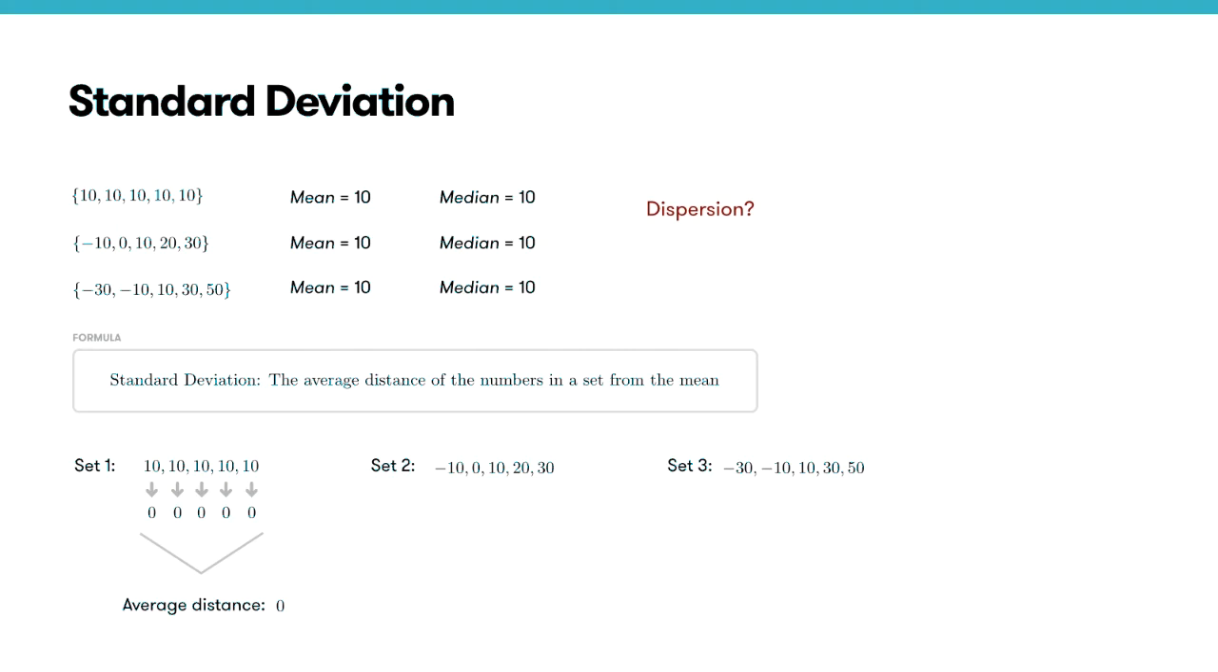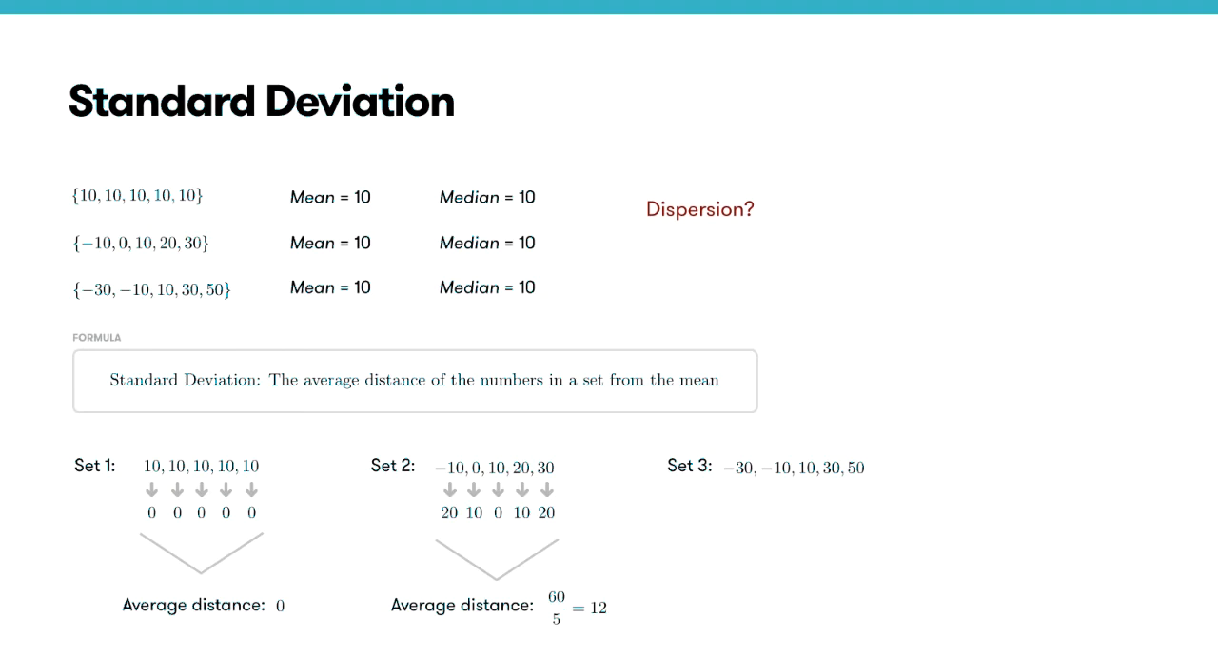Now, let's look at the second set. We know the mean of the set is 10, so now let's get the distance of each term from the mean, and we'll arrive at distances of 20, 10, 0, 10, and 20. Our goal will be to determine the average distance from the mean. To do so, we'll start by adding up the distances, which will come out to 60, and divide by the number of terms, which is 5, and we'll arrive at a value of 12. So an estimate for the standard deviation of this set is 12.